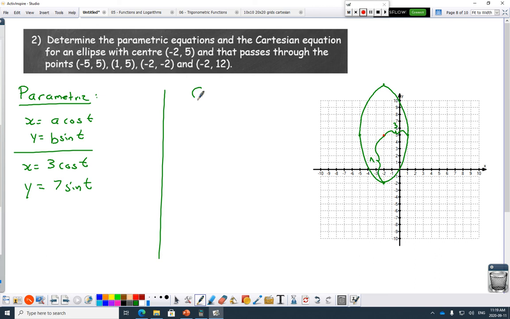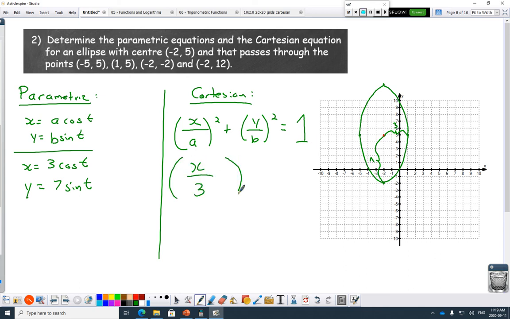Cartesian. You've got to get to the point where it's like, oh, Cartesian. X over A squared plus Y over B squared equals 1 for ellipses. And then it's X over 3 squared. Why are you writing so weird, Mr. Todd? Because I'm getting ready for something here. Y over 7 squared equals 1. What did I miss?